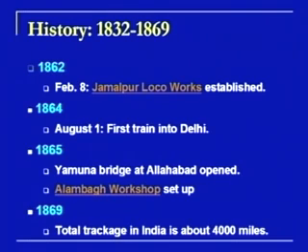While all these developments were going on, it was observed that there was a need for setting up different workshops or loco works which can take up the maintenance of the different locomotives or wagons in use. Here we can see that the Jamalpur Loco Works was established in 1862, and the Ajmer workshop was set up in 1865. While all these things were going on, in 1864 the first train came to Delhi.